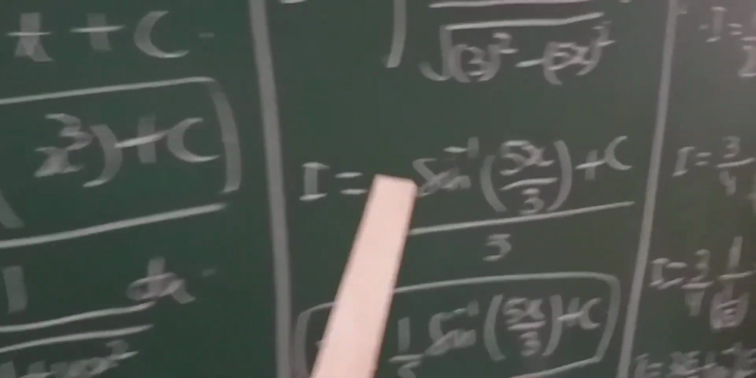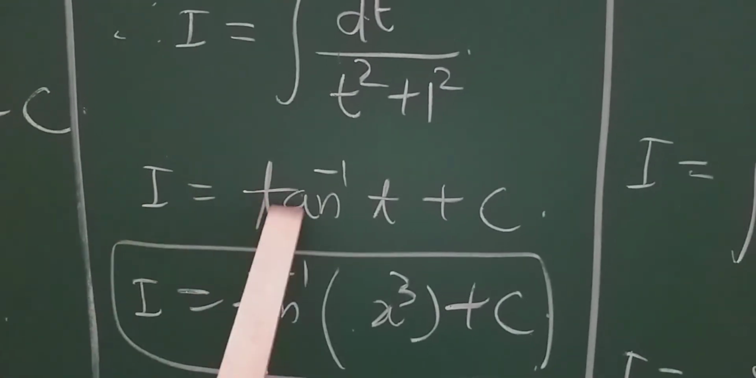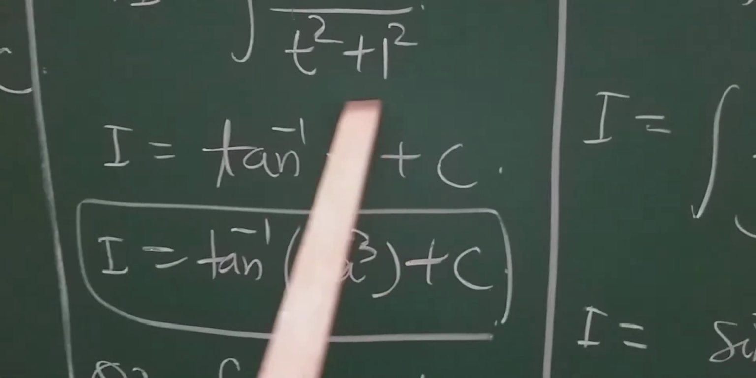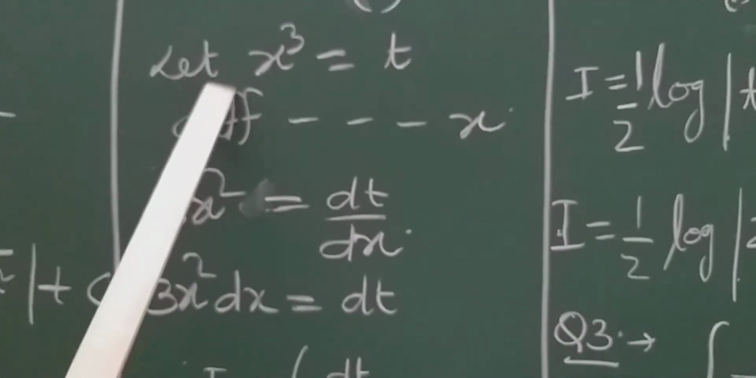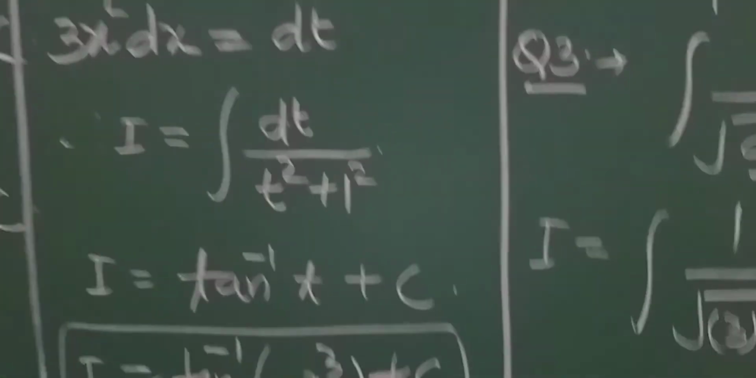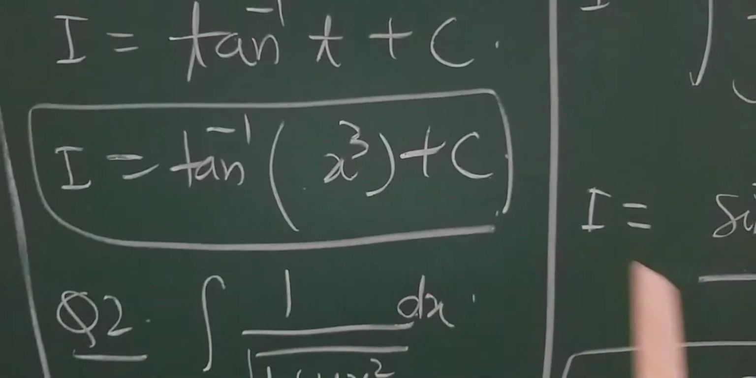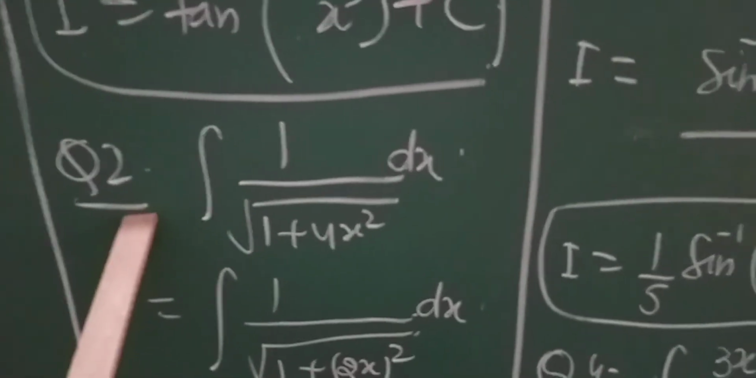So in place of x here, t is given. So we can write I equals tan inverse t plus c. Let us replace t. When we replace t, in place of t we have to write x cube. So I equals tan inverse of x cube plus c.